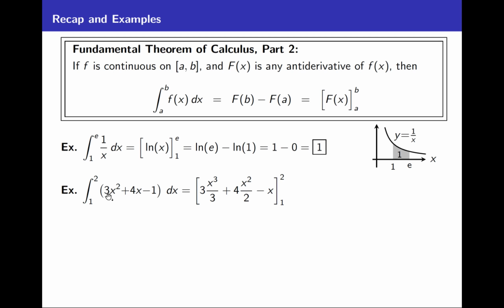And you can work out this antiderivative in your head piece by piece. An antiderivative of 3x squared would be 3x cubed over 3. An antiderivative of 4x, let's see, that would be an antiderivative of 4x to the power of 1. By the power rule for integration, that would be 4 times x squared over 2. And then minus an antiderivative of 1, which is simply x. So there's our antiderivative, and we evaluate from 1 to 2.